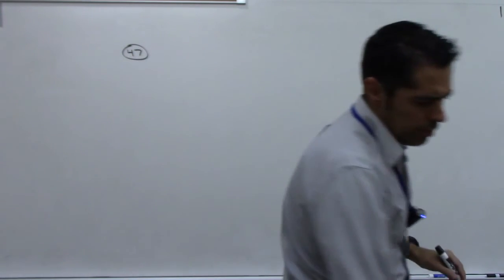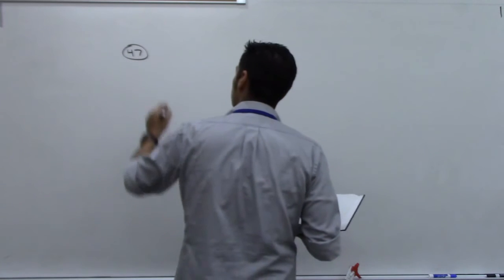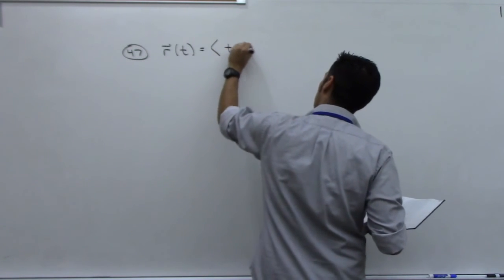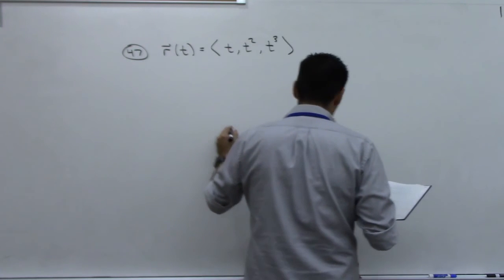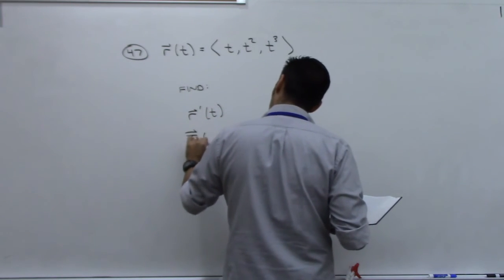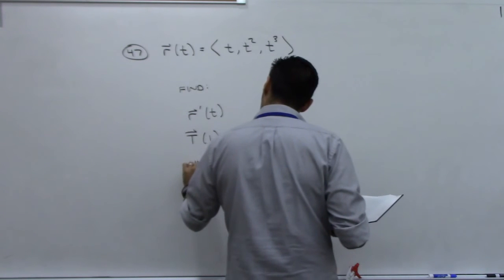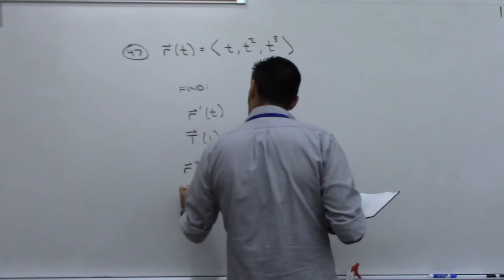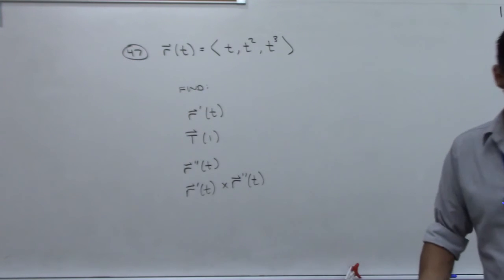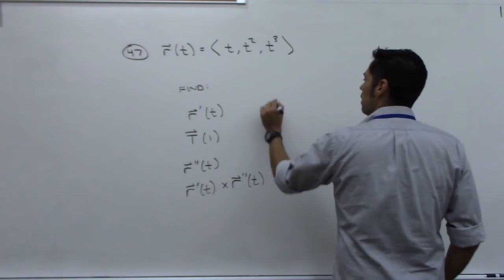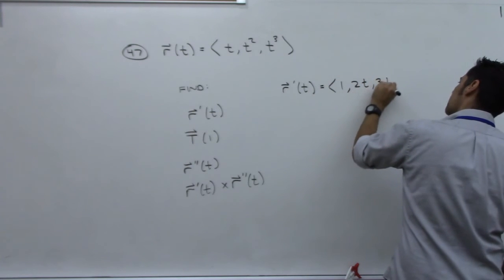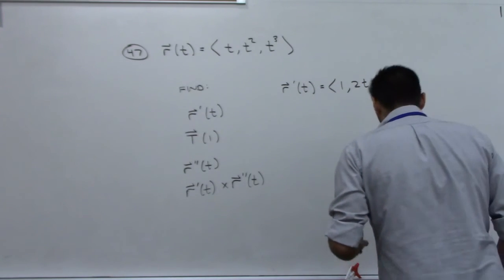So for 47, they give you r of t equals t, t squared, t cubed. You're asked to find the following: r prime t, capital T of 1, r double prime t, and r prime t crossed with r double prime t. Four different things. So let's first find the derivative. 1, 2t, 3t squared. All right, that's done.